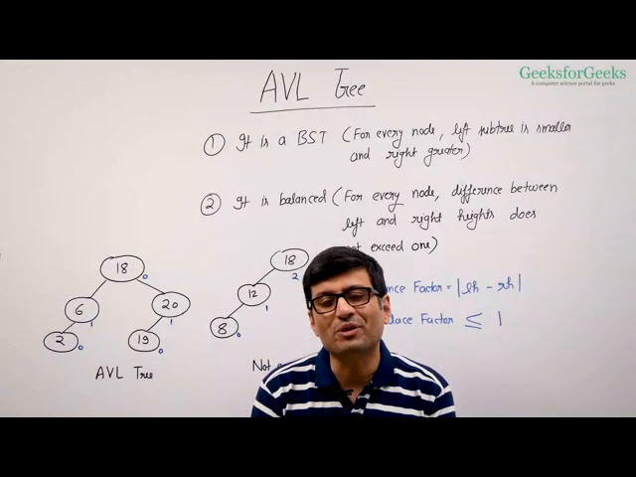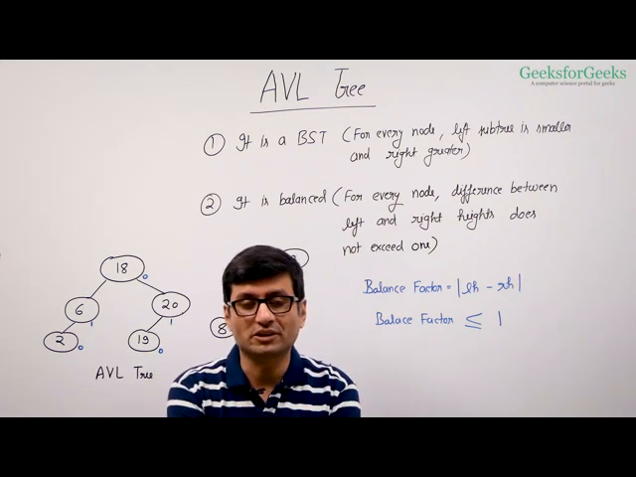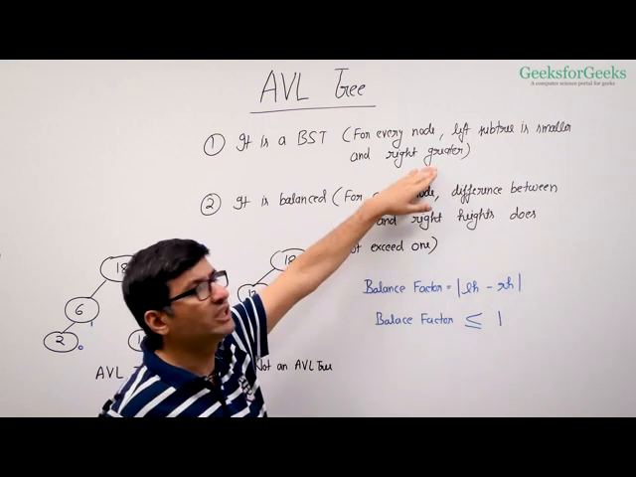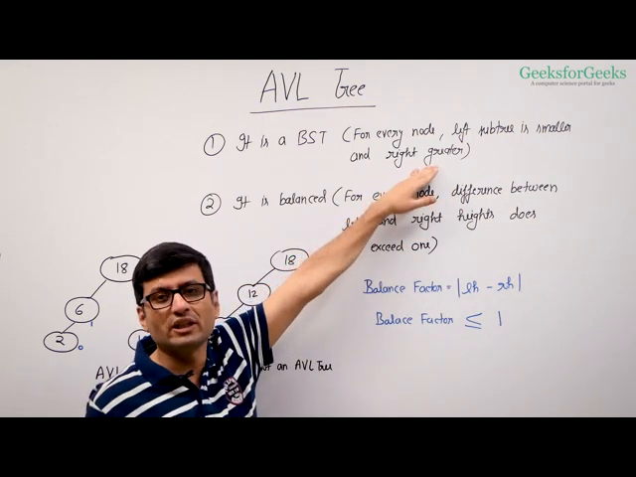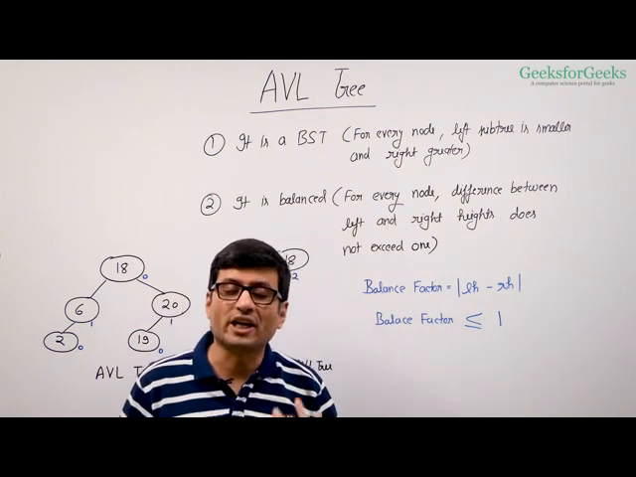Hi, in this video we are going to talk about AVL tree, which is a self-balancing binary search tree. So first thing, it is a binary search tree, which means all the values on the left are smaller and all the values on the right are greater. Second thing, it is height balanced. How does it maintain the height balance?